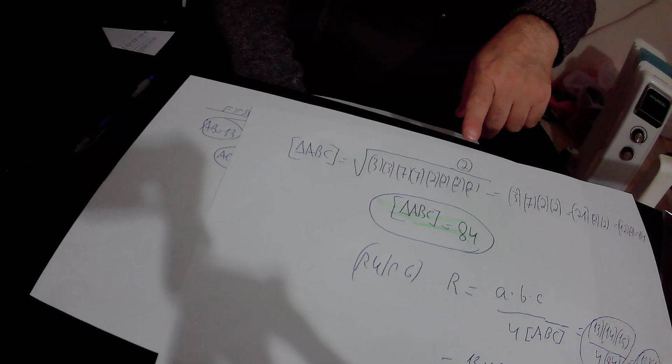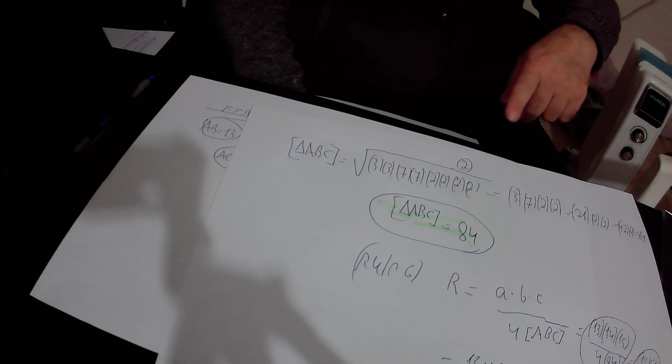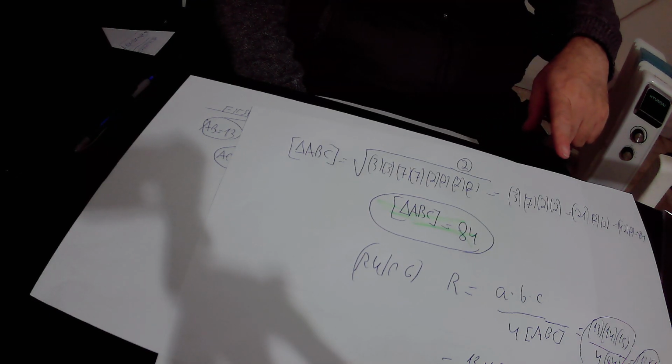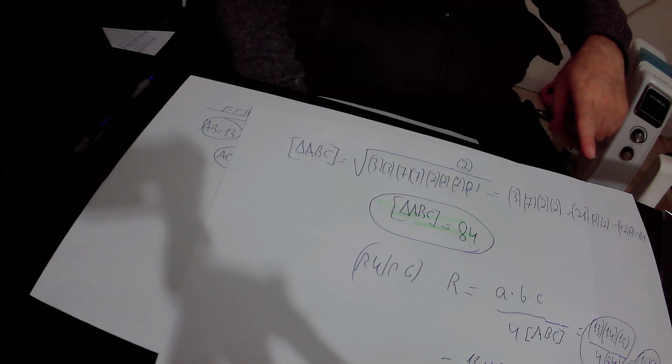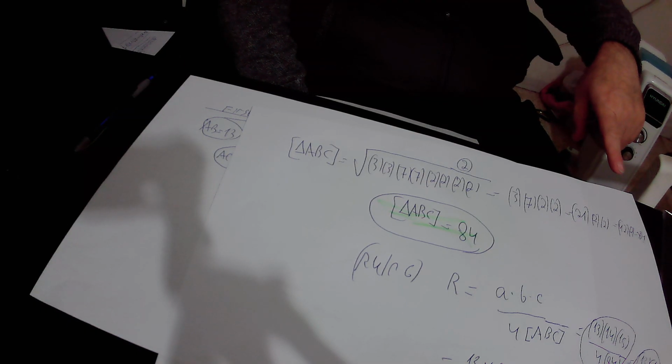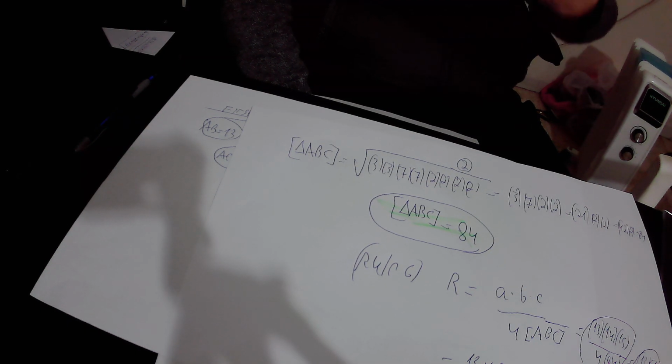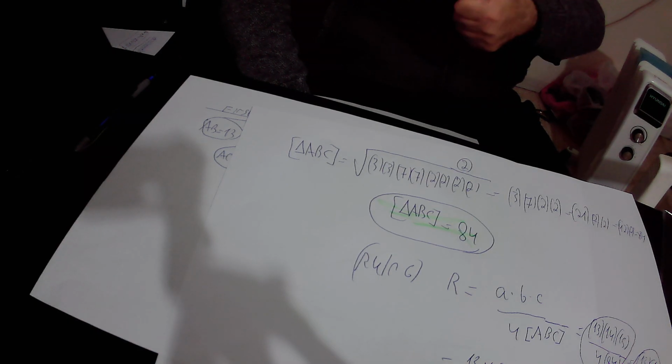Well, again, the square root of 2 times 2 is 2. 3 times 7 is 21, times 2 times 2. 21 times 2 is 42, and 42 times 2 is 84. So in conclusion, we found out that the area of triangle ABC equals 84 square units.